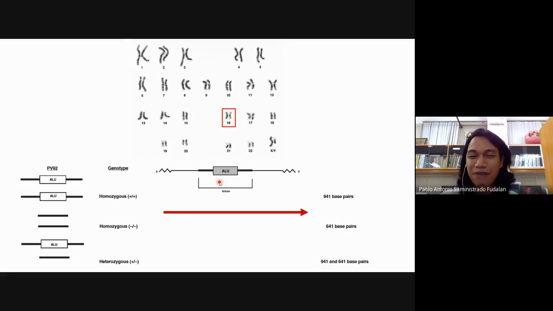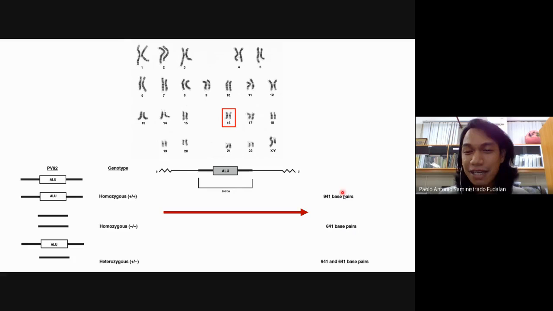So before I go to the relevance of my question, take note here. If I have homozygous plus plus, the gene that will be isolated will be longer. It will be 941 base pairs. But if I don't have the ALU, the gene that will be isolated will be much shorter. It's 641 base pairs because it lacks the ALU segment. This is logical. And if I have a heterozygous condition, then one of my genes will be 941 base pairs long and the other will be 641 base pairs long, because one will have the ALU and one will not.